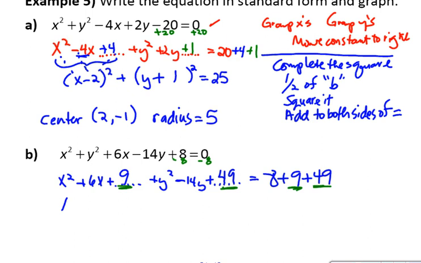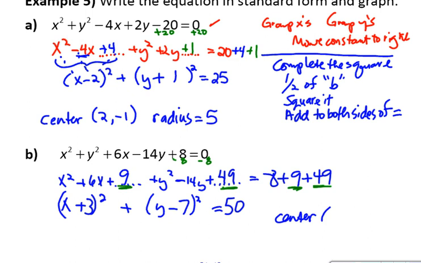Rewrite it. So I'm going to have x. The sign in front of the 6 is positive. The square root of 9 is 3. So x plus 3 squared, and then plus y, the sign in front of the 14 is minus, the square root of 49 is 7, squared. And then over here we get 1 plus 49 is 50, and that's the equation of my circle. It's going to have a center at negative 3, 7, and a radius of the square root of 50, which is 5 radical 2.